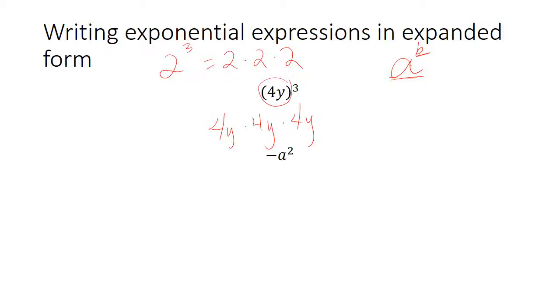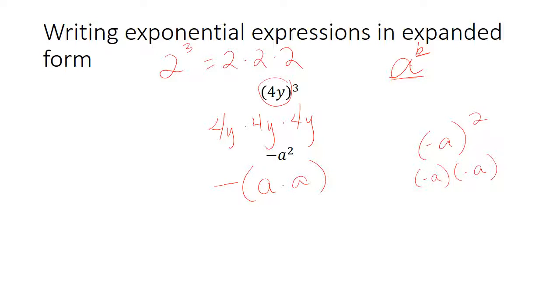If it is not included in the parentheses, then it is not included in the exponent. So in this case, our negative in front of this a is not included in the exponent, so it's going to go on the outside, and it would be negative a times a. If it were included, it would look like this. In that case, it would be negative a times negative a.